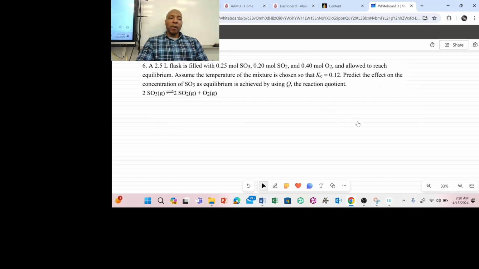Now it says a 2.5 liter flask is filled with 0.25 moles of SO3.